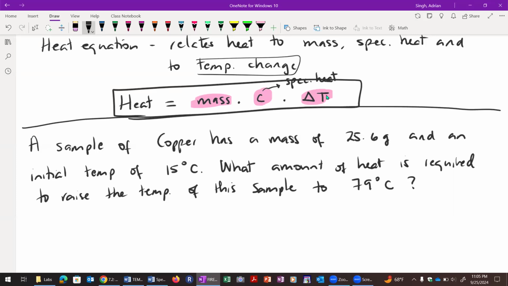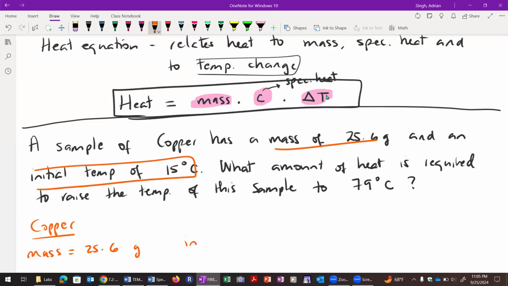Okay, so again, when you see a question like this, and most questions, you're not told, right? You have to figure out from the problem that you should use this equation, and just approaching the problem itself tends to be a challenge in most cases. So I find the best way to do this is just to organize the information that you have, right? So first of all, we have copper, so we know the identity of the sample. It has a mass of 25.6 grams. We have an initial temperature here of 15 degrees Celsius.